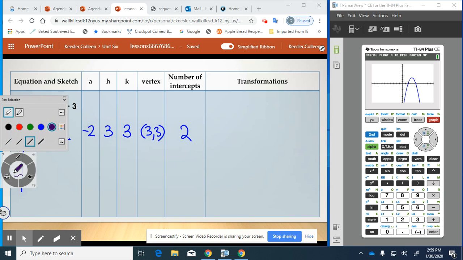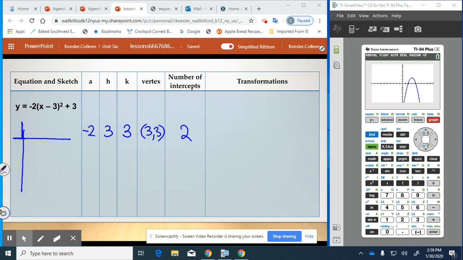Pull up my different color here. We know that the vertex is at (3, 3), so I can say it's about here, and then show that this is going down that way. So in this case, this is a maximum, and the range would be y is less than or equal to 3. So it's every point lower than 3. But now we need to talk about the transformations. So since a is negative, we have a reflection over the x-axis.